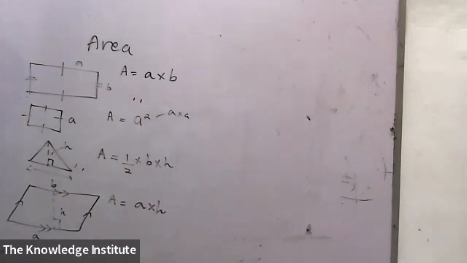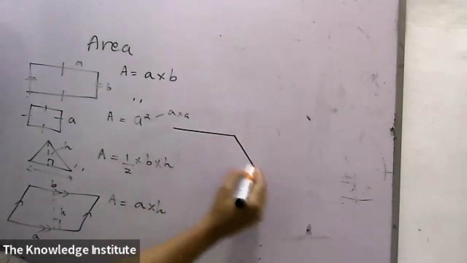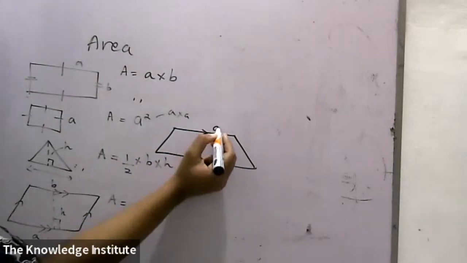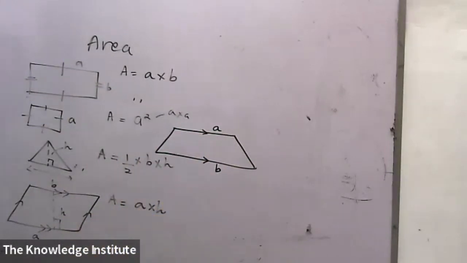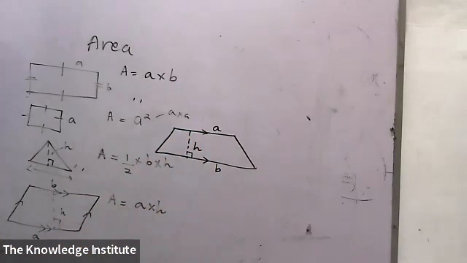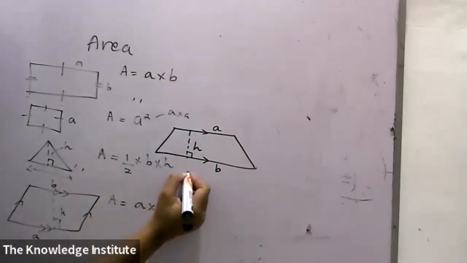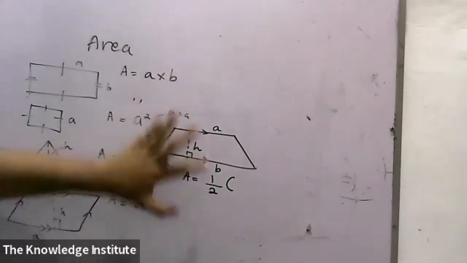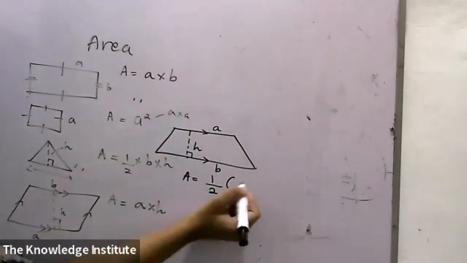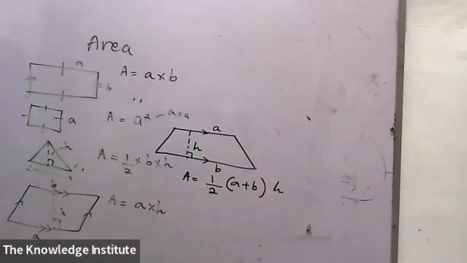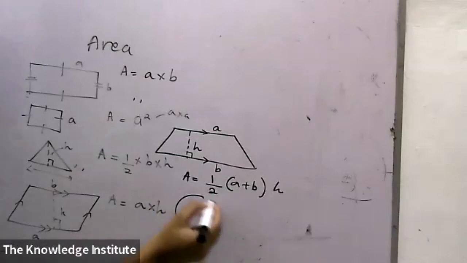Then we have trapezium. How do we find the trapezium's area? You know, we have just one pair of parallel lines. Let's say these are A and B, but they won't be equal, they're different. And then we have a perpendicular height, which is h. So in order to find the area, half into the sum of the lengths of the parallel lines, A plus B, and you multiply with h, the perpendicular height. Finally, you have the circle.